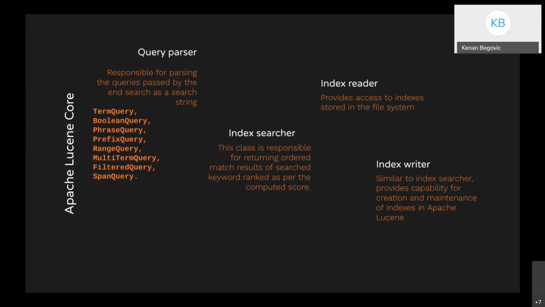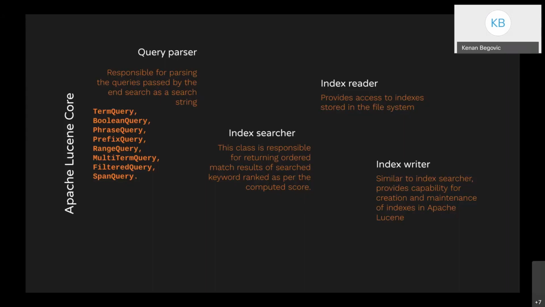Apache Lucene comes with a variety of query implementations. I just mentioned some of them here, as you can see them under the query parser. I didn't want to go into details. There is very good documentation about it that you can read if you're interested in the details of each query implementation. Those are term query, Boolean query, phrase query, prefix query, range query, multi-term query, filtered query, and span query. There are some others, of course, but these are the most common ones.